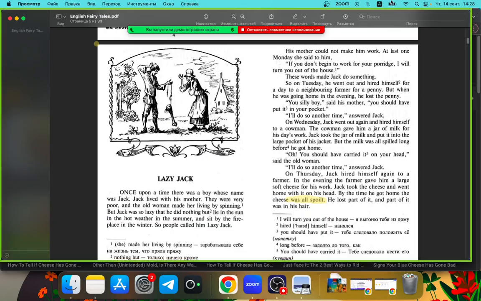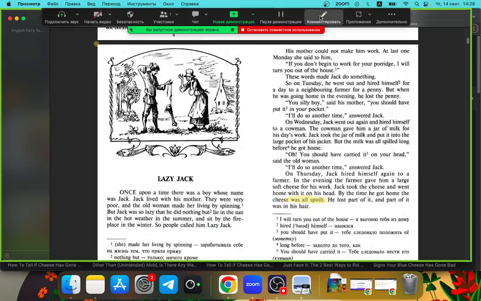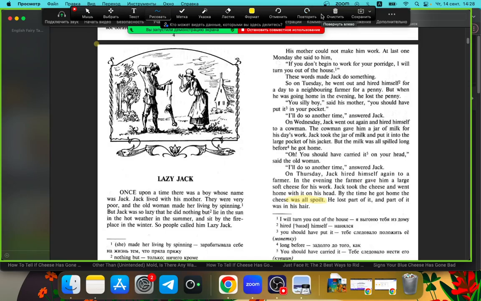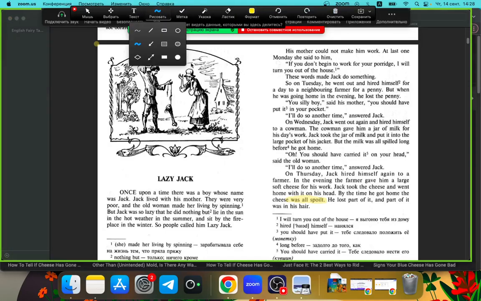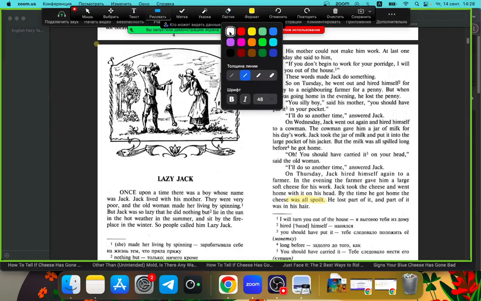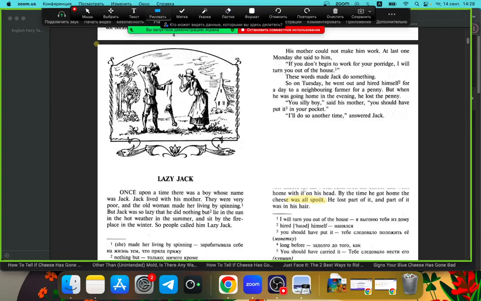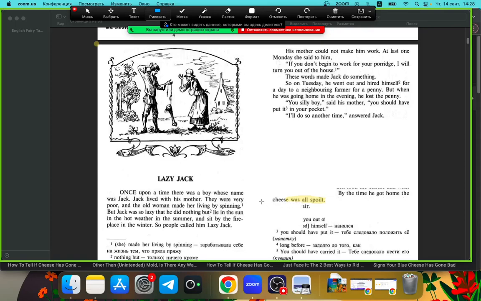Let's go on. So I want you to write it down in number 6, okay? Movements and motions. The cheese was spoiled. It got different. That's what you have to write down. By the time he got home, the cheese was all spoiled. I want you to write it down in number 6. Movement, motion. And highlight this part.